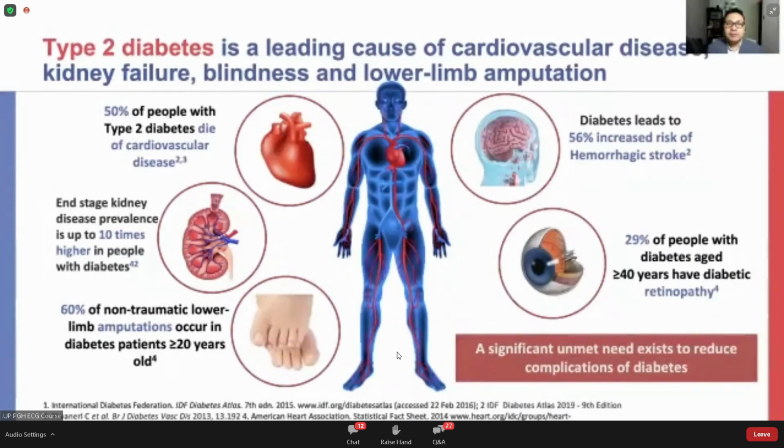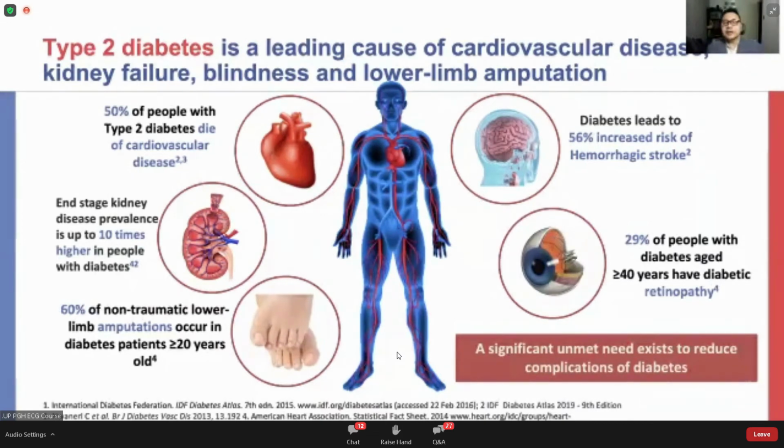Micro and macrovascular complications are common in a patient with type 2 diabetes mellitus. You can see here that 50% of people with diabetes would probably die of cardiovascular causes. End-stage kidney disease is 10 times more prevalent in patients with diabetes, and 60% of non-traumatic lower limb amputations occur in adult diabetic patients. Diabetes leads to a 56% increased risk of hemorrhagic stroke, and those patients whose age is 40 years or more would most probably have diabetic retinopathy.